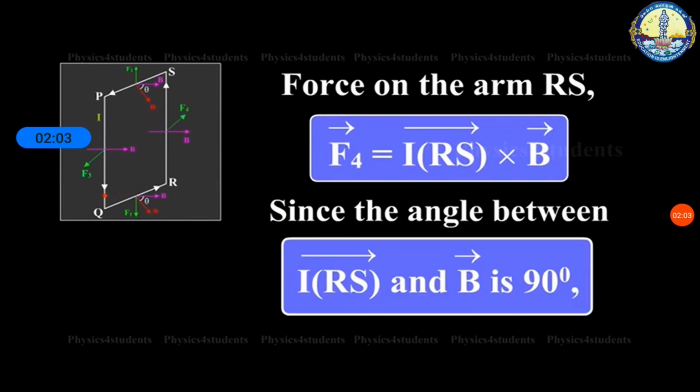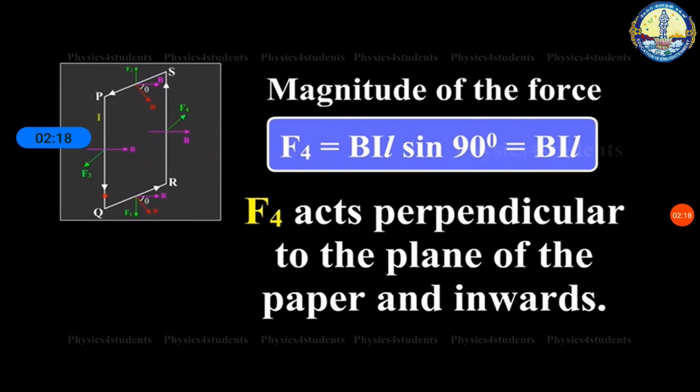Force on the arm RS, vector F4, is equal to vector I into RS cross vector B. Since the angle between vector I into RS and vector B is 90 degrees, the magnitude of the force F4 is equal to BIL sine 90 degrees, which is equal to BIL. F4 acts perpendicular to the plane of the paper and inwards.